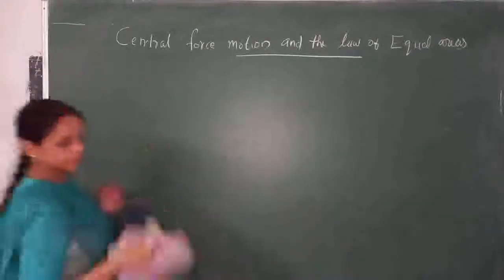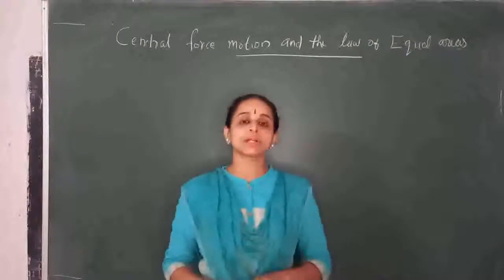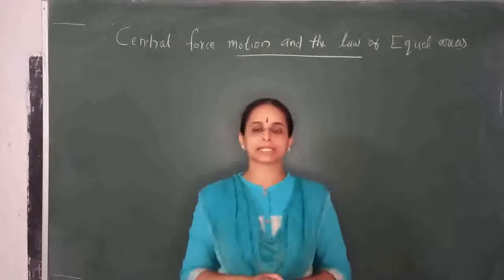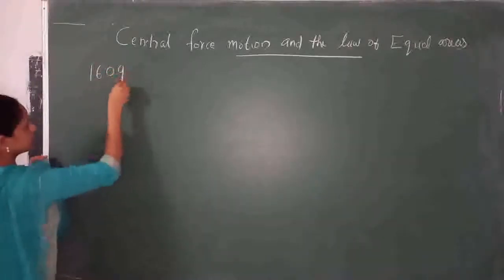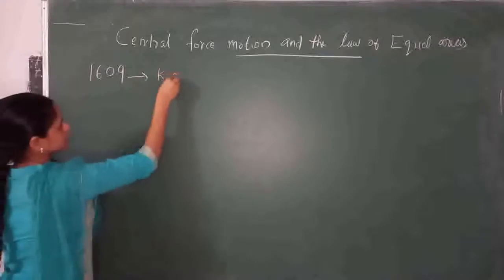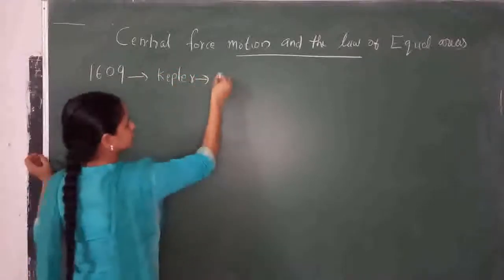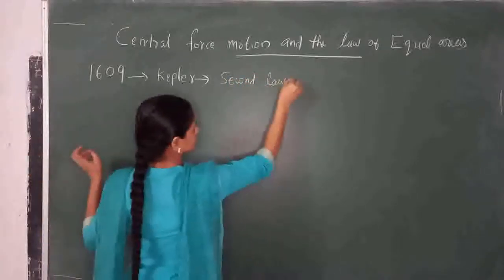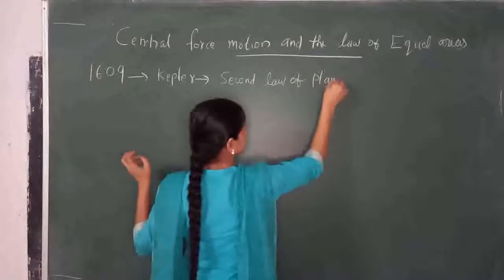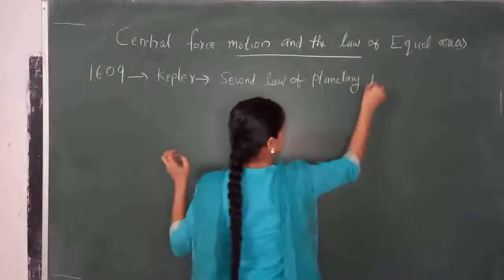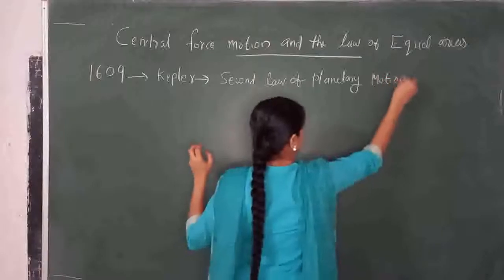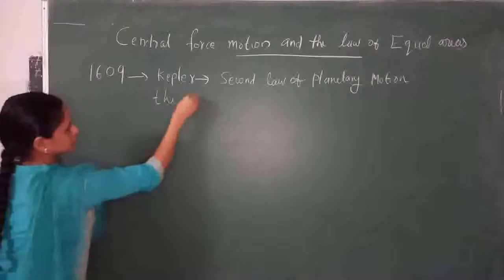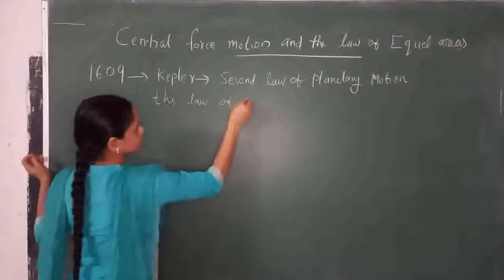In 1609, Kepler announced his second law of planetary motion. This is the law of equal areas.